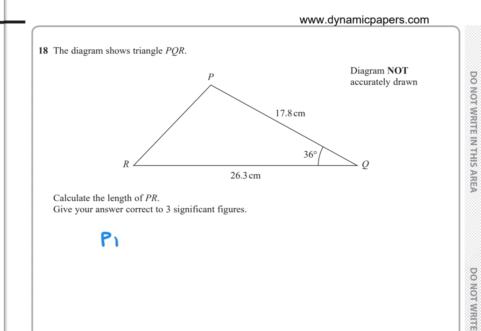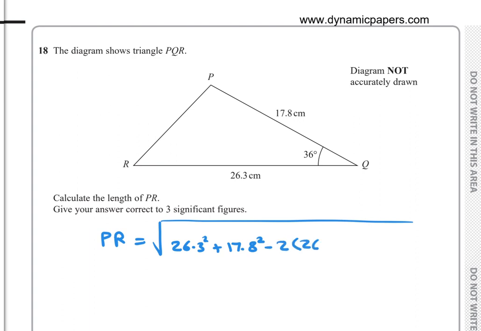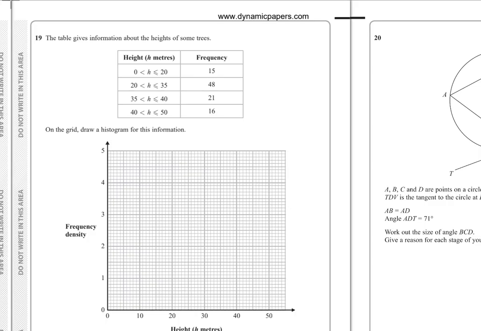So PR equals the square root of 26.3 squared plus 17.8 squared minus 2 times 26.3 times 17.8 times cosine of 36, which equals 15.8 centimeters to 3 significant figures.